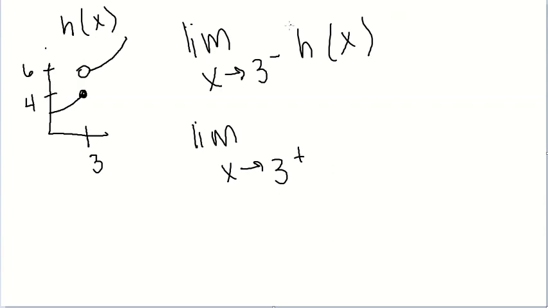So if we're taking the limit as x approaches 3 from the left of this function, we can see over here that if we're coming in from the left, it looks like those y values are getting really close to 4. So we would say this limit is 4. But if we're coming from the right, we can see that the y values are getting close to 6. So our right-hand limit would be 6.